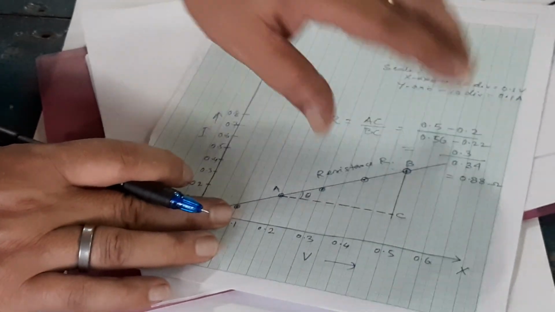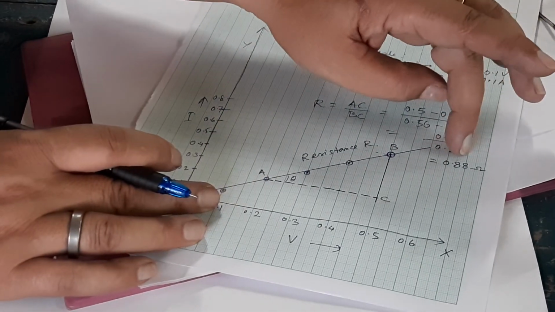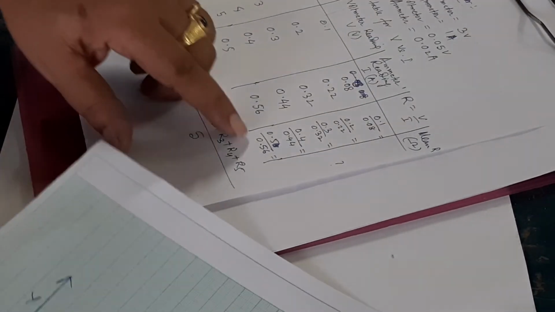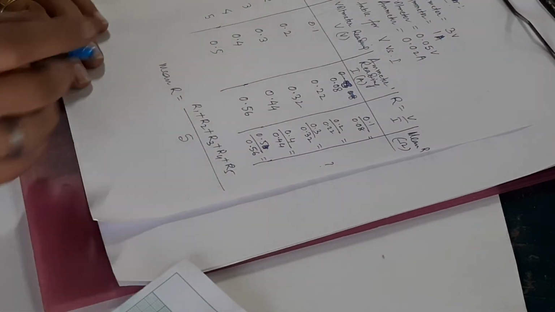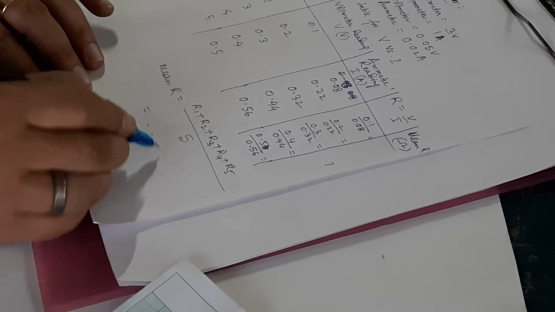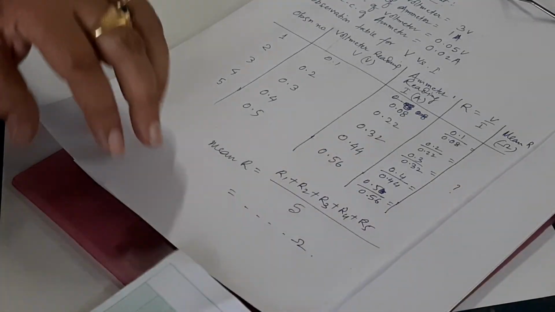So you can see the resistance of the given wire. We can conclude by saying that the resistance of the given wire from the graph is 0.88 ohm, and the resistance by calculation from the observations can be calculated from here.